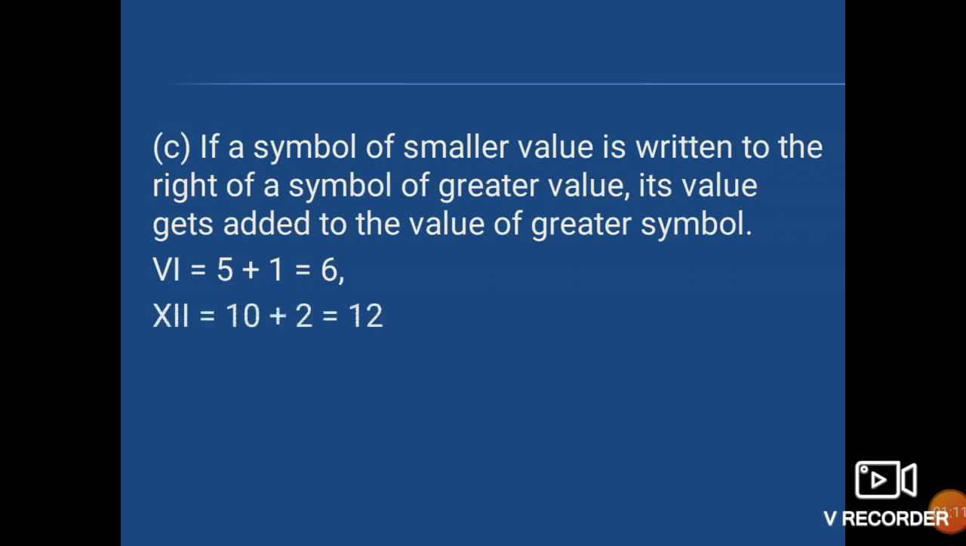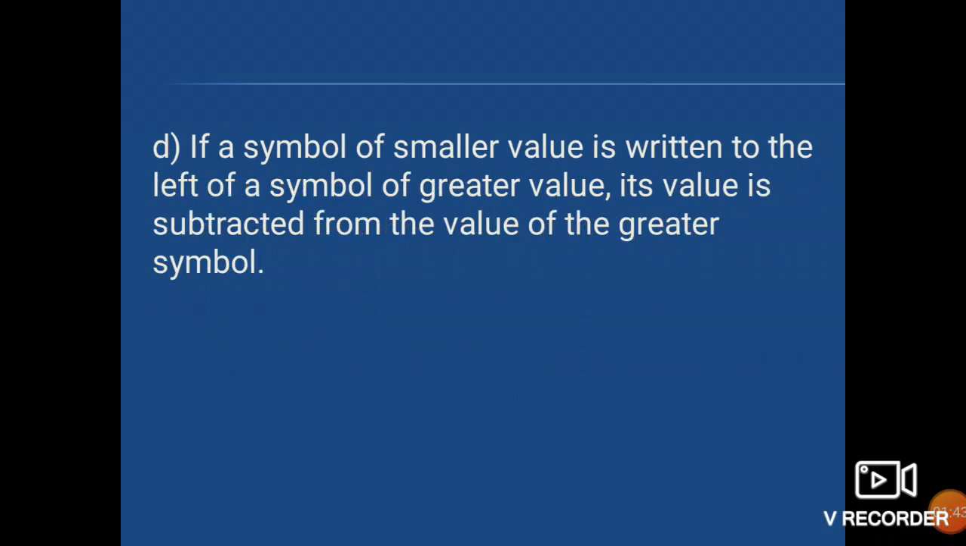Next, another example, XII. So here I value is 1 plus 1, that is 2, and X value is 10. So 2 gets added to the greater value, that is 10. So 10 plus 2 is equal to 12. Similarly, LXV. So L value is 50, X value is 10 and V value is 5. So all the smaller values will get added to the greater value. So 50 plus 10 plus 5 is 65.